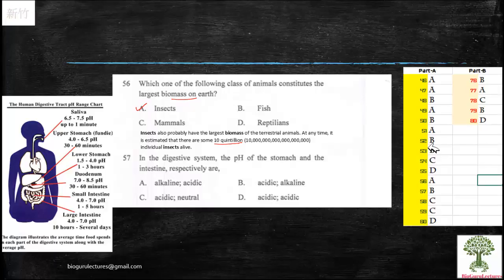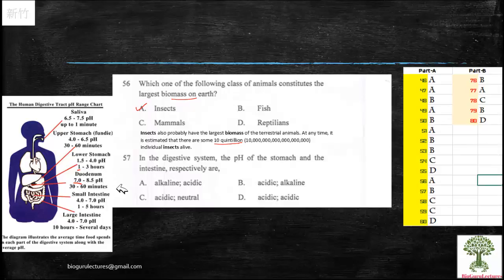And next, the 57th one. In the digestive system, the pH of the stomach and the intestine respectively are. I know as we go on, you can check this one here. In the stomach, you can see it's a really low pH, and then it suddenly rises to 7.0, isn't it? So the answer is acidic and neutral.